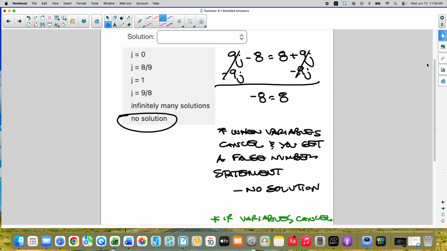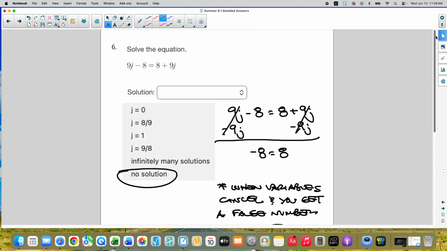If the variables don't cancel, I mean, if you're still left with a variable, then you can just solve for that variable. You would get a solution like this. But in this example, the variables canceled and you got a false statement. That is false. I shouldn't do it in green. That makes no sense. So we get a false statement. So my answer is no solution.